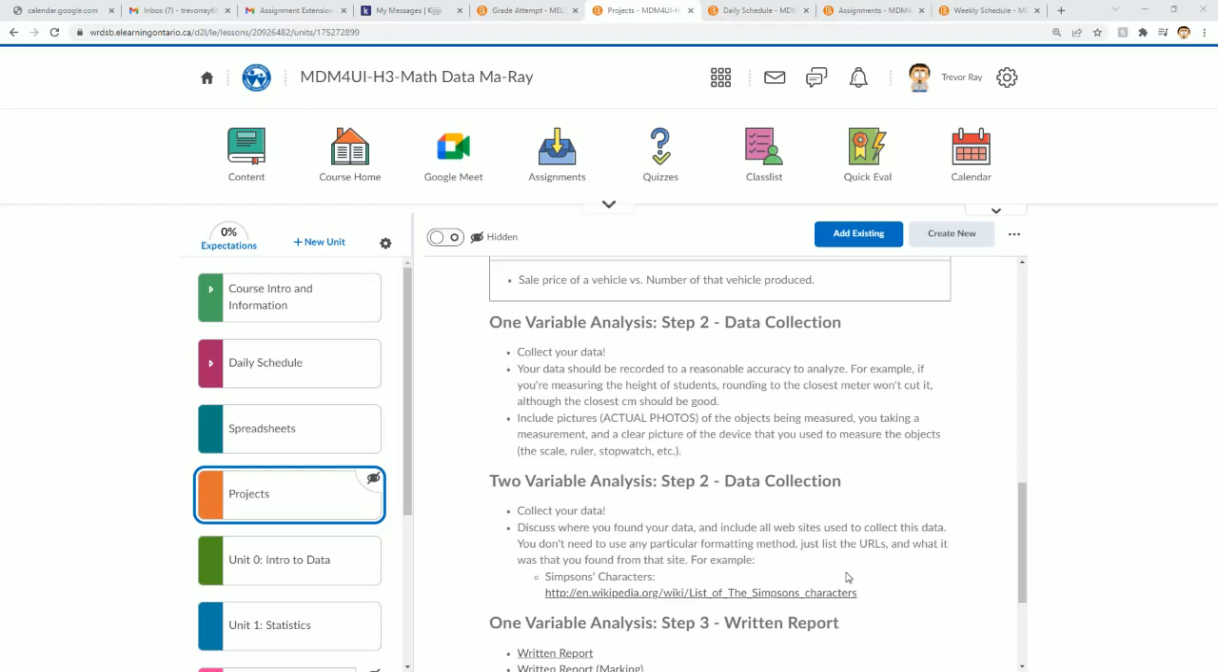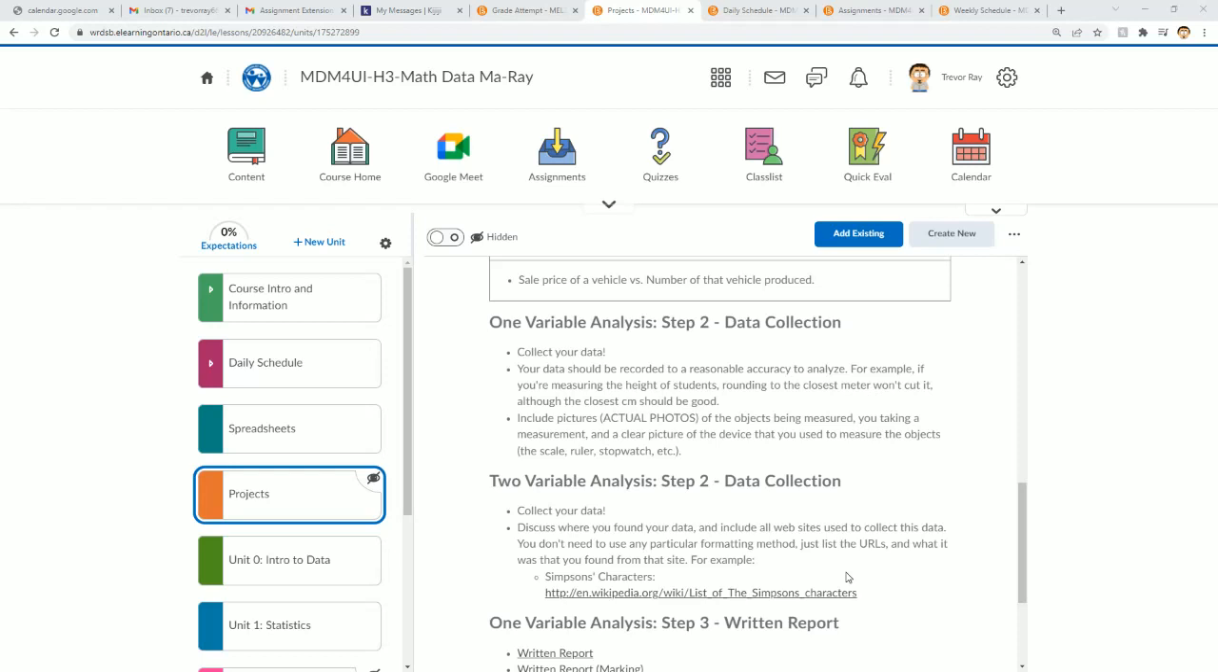But one of these things for collecting your one variable analysis is that you're going to have to make sure that you collect it to reasonable accuracy. So for instance, if you're weighing a whole bunch of mice, you can't put them on a human scale and then just round them off to the closest pound, because they're all going to be zeros. So that won't work. Likewise, if you're trying to measure the diameter of a marble to the closest centimeter, they're almost all going to be 1 or 2. So make sure that you're choosing a way of measuring and a unit of measuring that will give you enough accuracy to do the analysis.